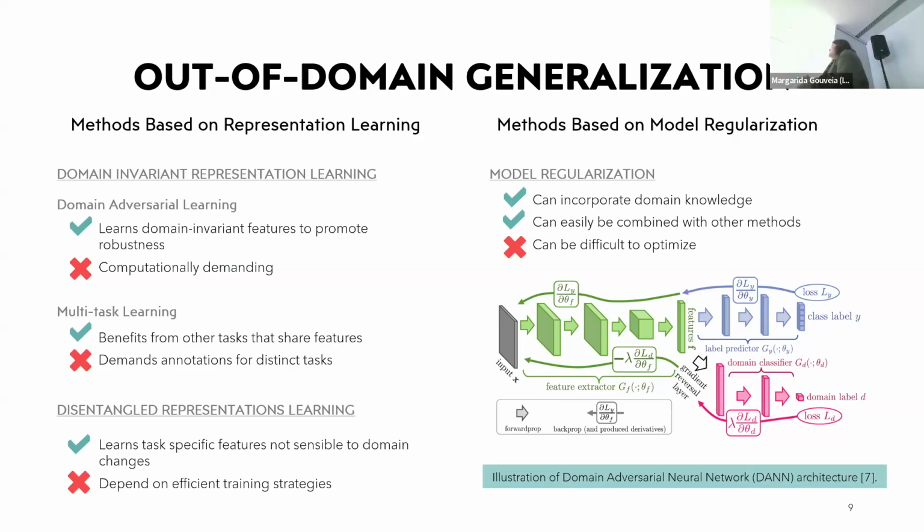Debatable, but instead of promoting the learning of invariant features, we can also try to separate the features that are domain specific from those that are not sensitive to domain changes, with disentangled representation learning. And of course, you can use model regularization. Model regularization is a way that we can incorporate domain knowledge in the problem, and sometimes we can provoke domain generalization with this.